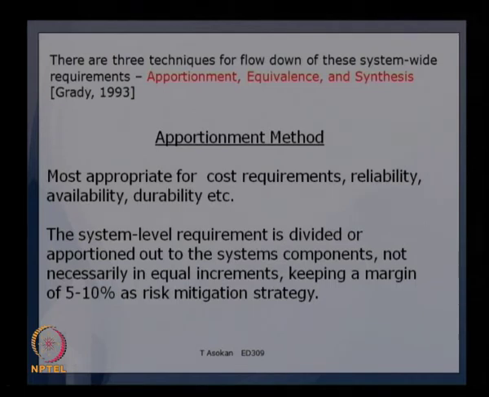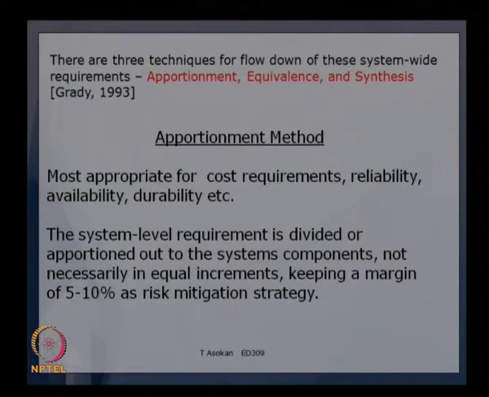Probably for the maintenance you can have 1,000 rupees, and the control of elevator cars could be 7,000 rupees, and then the remaining 1,000 rupees can be divided amongst other members. So, the total 9,000 operating cost can be apportioned amongst the members, and 1,000 can be kept as a risk mitigation strategy. So, that is the simple way of allocating the system wide requirements in a system. Here, as you can see, as I mentioned, it is not in equal increments. That is one of the points we need to note down, and again we need to keep a margin of 5 to 10% for risk mitigation.